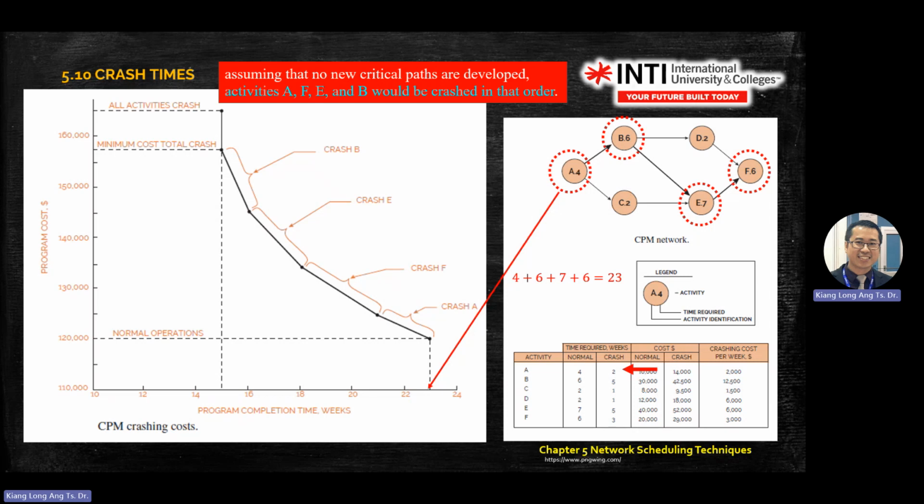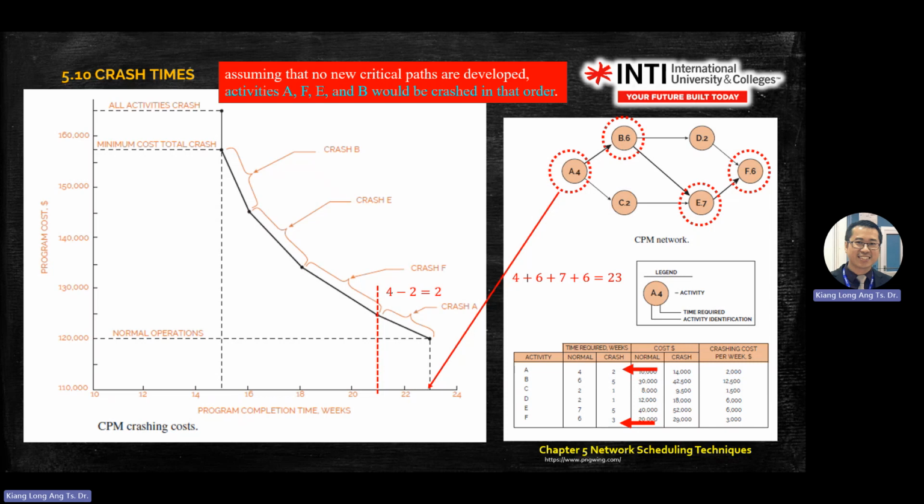So you take the lowest crash cost first. You start from A. So 120,000. How you move to the next point is from here. Crash 2 weeks, 23 minus 2, you arrive at 21. You extend up and draw a line. Then this point, 22,000.